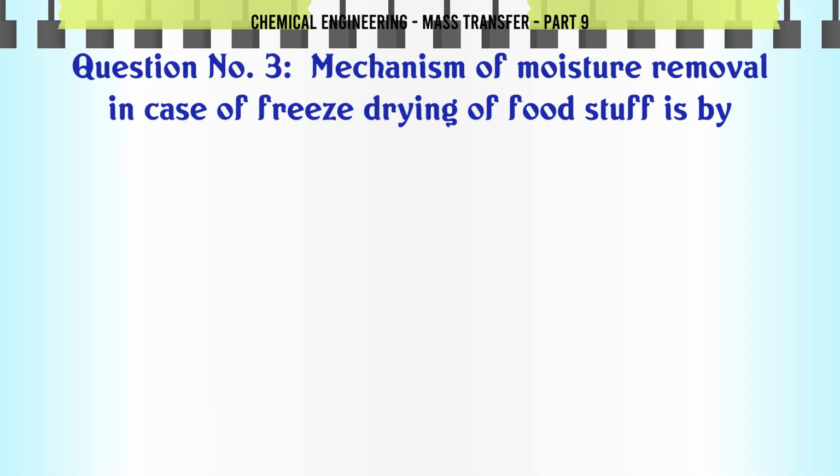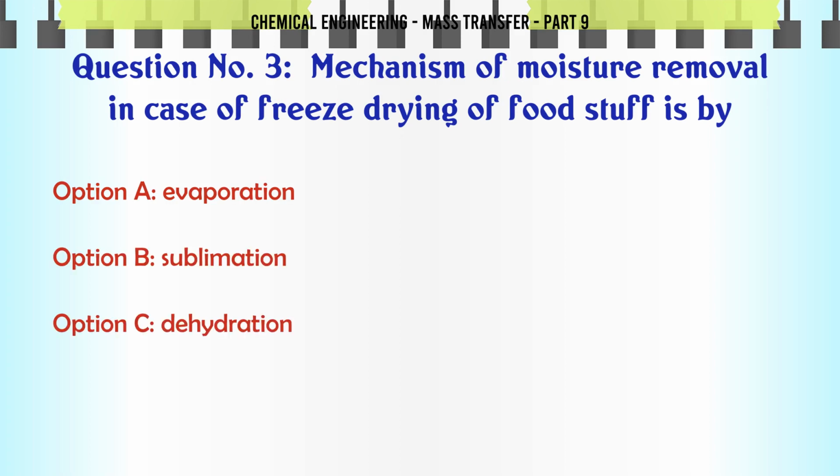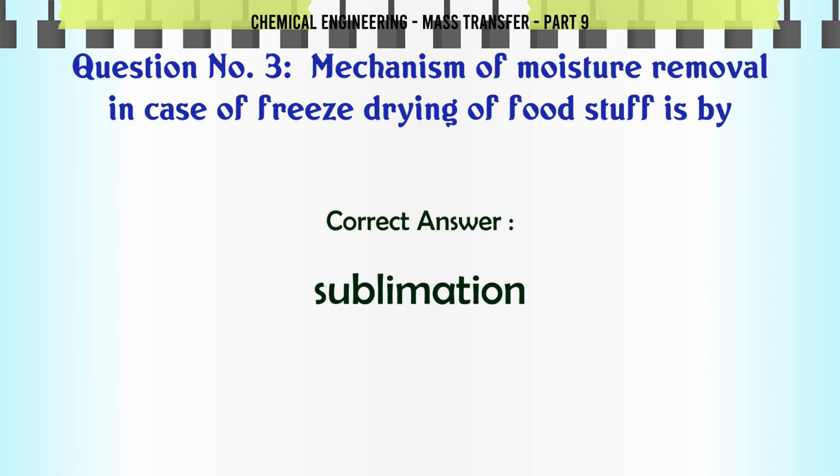Mechanism of moisture removal in case of freeze-drying of food stuff is by A. Evaporation. B. Sublimation. C. Dehydration. D. Adsorption. The correct answer is sublimation.